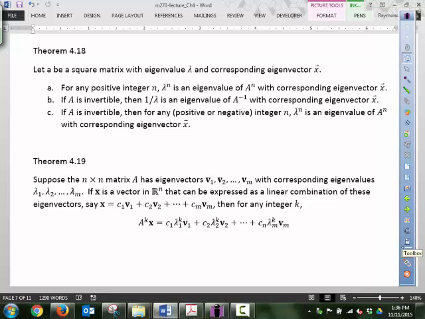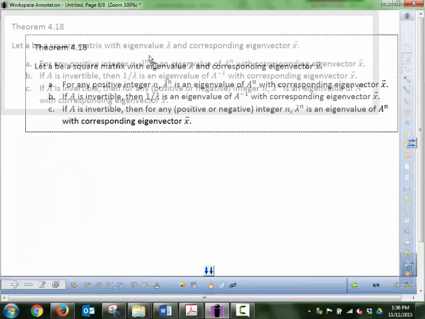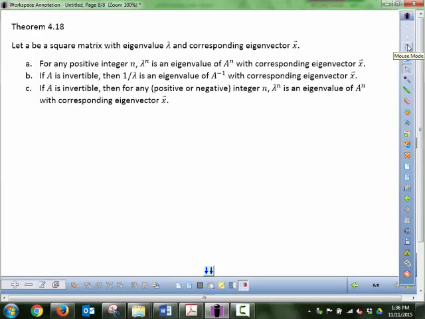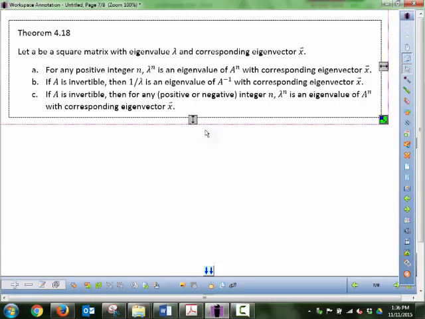Now let's take a look at powers. All right, let's take a look at this one. You have a square matrix with eigenvalue lambda and corresponding eigenvector x. For any positive integer n, lambda to the nth power is an eigenvalue of the matrix raised to the nth power, and it has the same corresponding eigenvector.